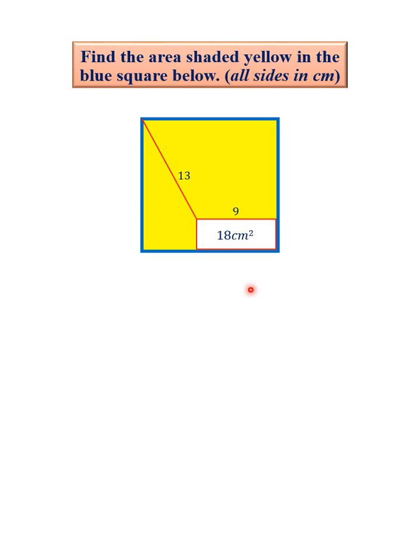We have an interesting question here. Believe me when I say it is interesting, and you want to watch to the end of this video to see how we are going to solve the problem. It says, find the area shaded yellow in the blue square below, all sides in centimeter. We are given a blue square with a small rectangle inside of it and a larger portion shaded yellow. The task in this question is to find the area that is shaded yellow.